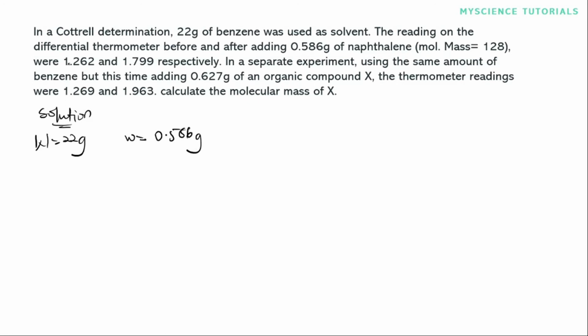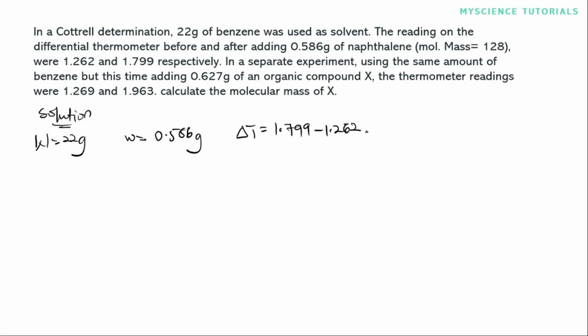The reading on the differential thermometer before and after adding 0.586 gram of naphthalene were this and this. So it means our change in temperature from here, straight away we know, is 1.799 minus 1.262.